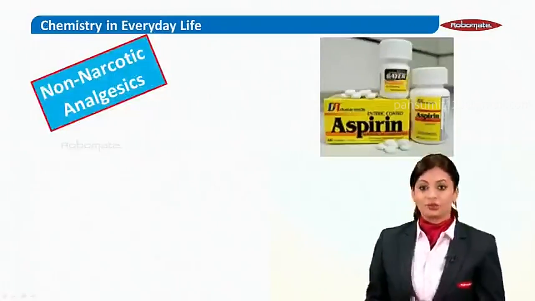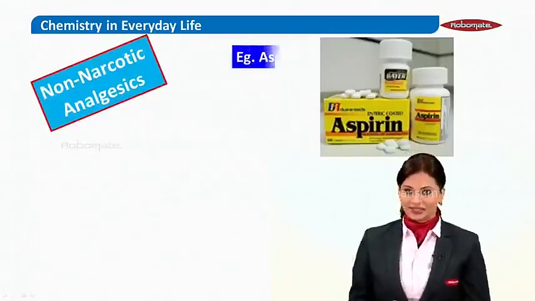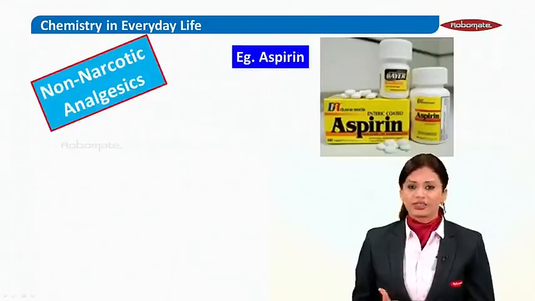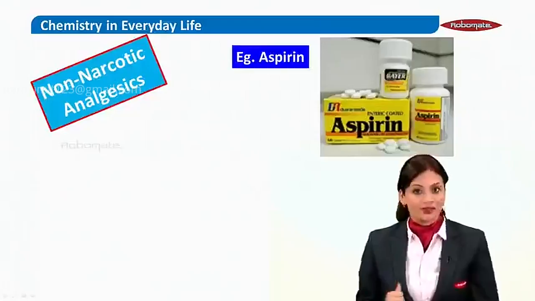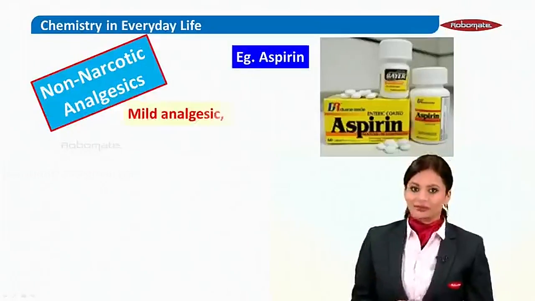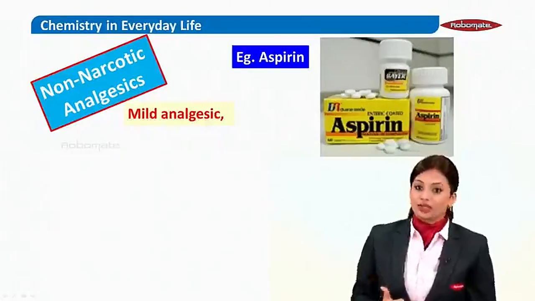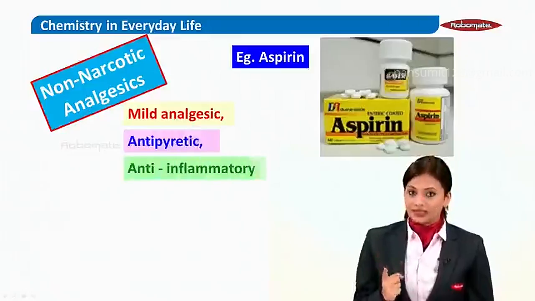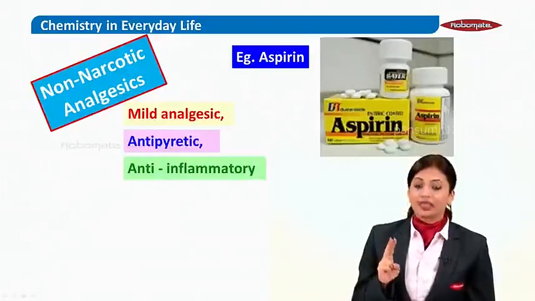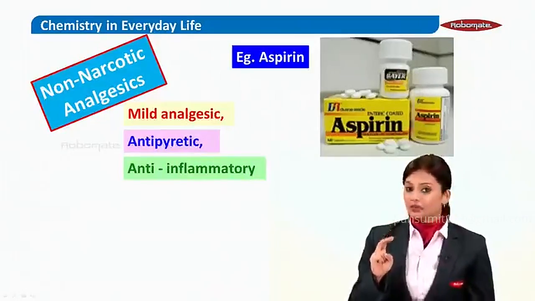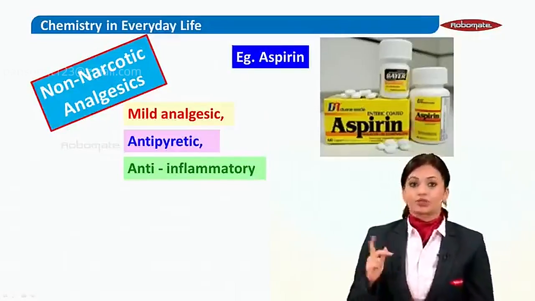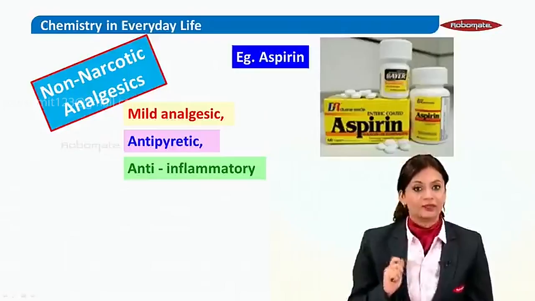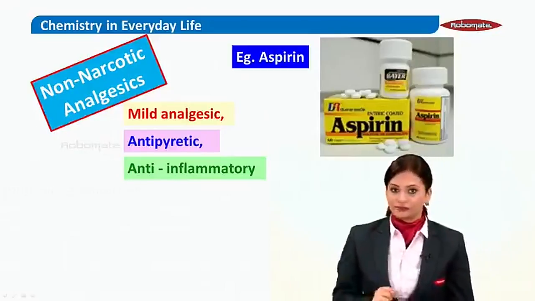Now children, we come to non-narcotic analgesics. In non-narcotic analgesics, the commonest example is aspirin. In this module, we are going to learn how aspirin is made. Non-narcotic analgesics are mild analgesics. They are antipyretic. Antipyretic means that they can be used during fever. Fever is known as pyrexia. So if I say they are antipyretic, it means that they will reduce fever.